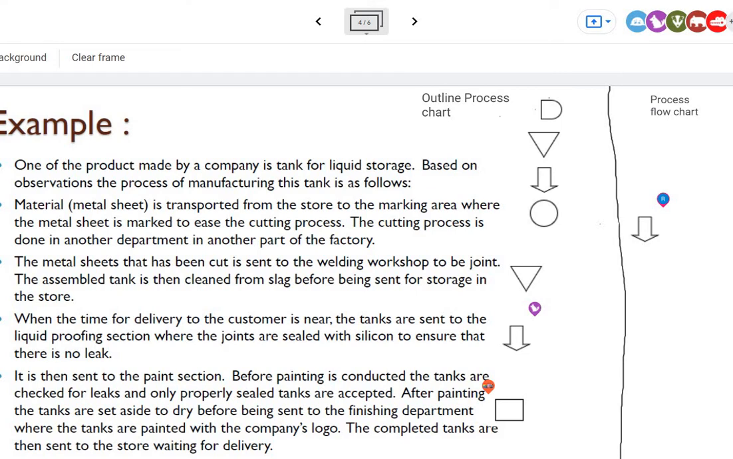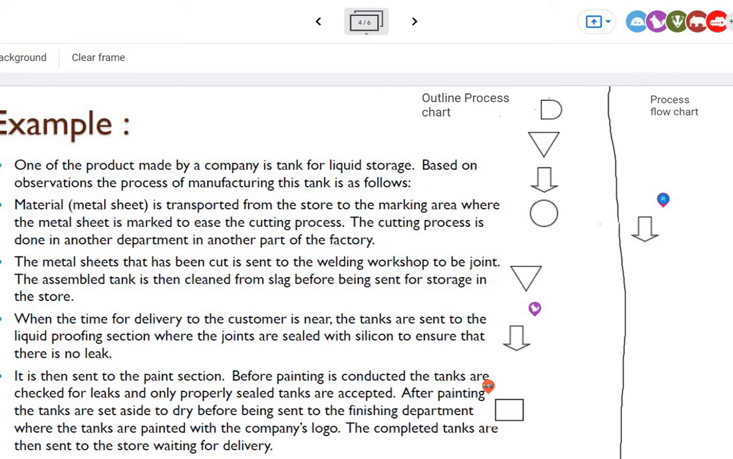Okay, the hint: the outline process chart only involves what? First is the operation, second is the inspection. So you just identify the operation and the inspection, only these two. But for the process flow chart, you have to identify all the activities. Okay, I give you the hint.